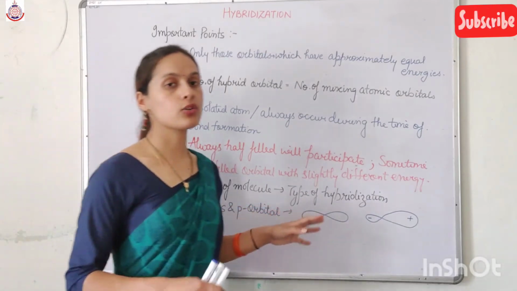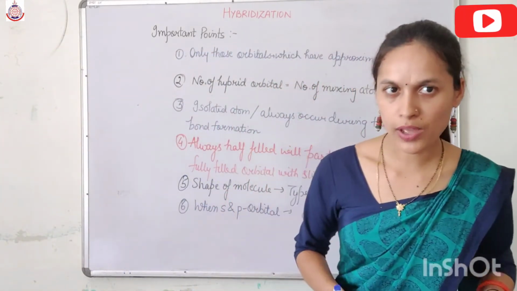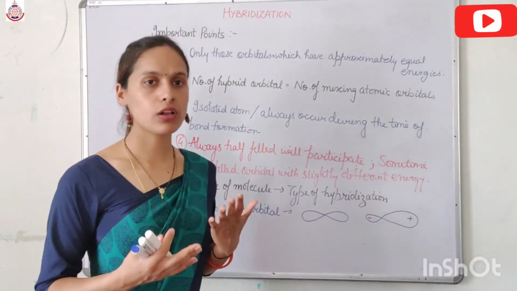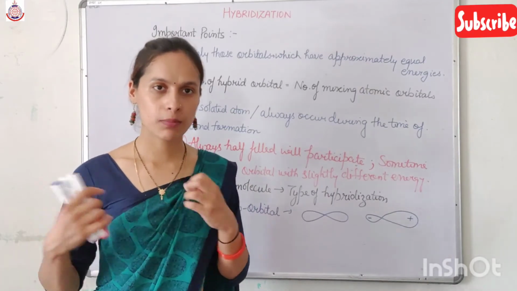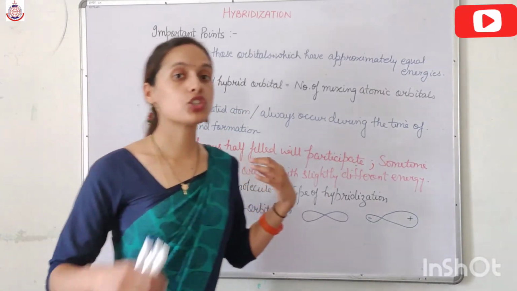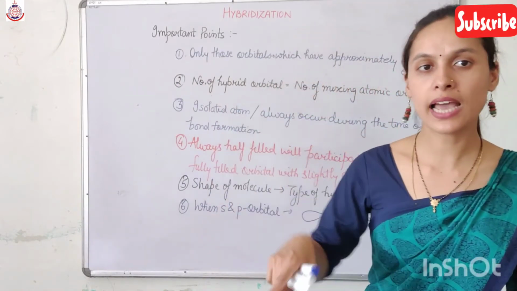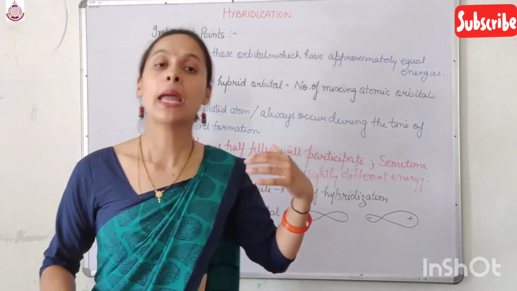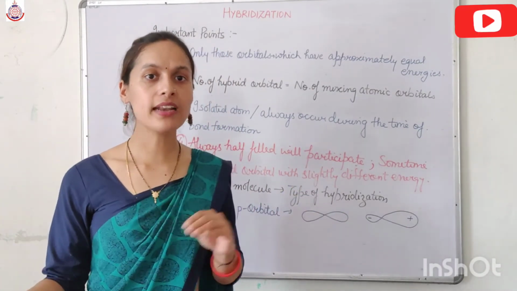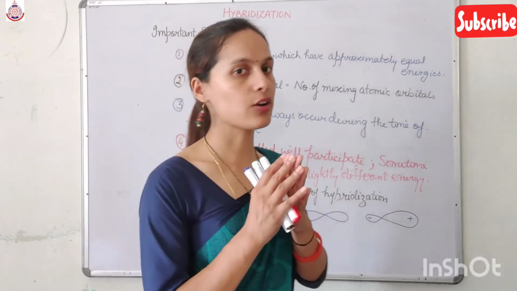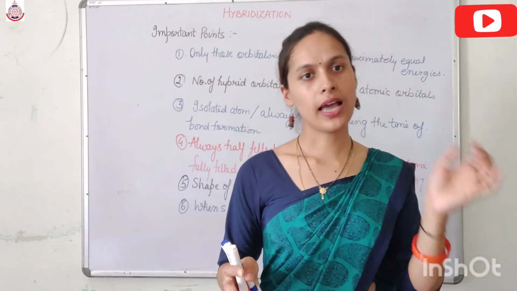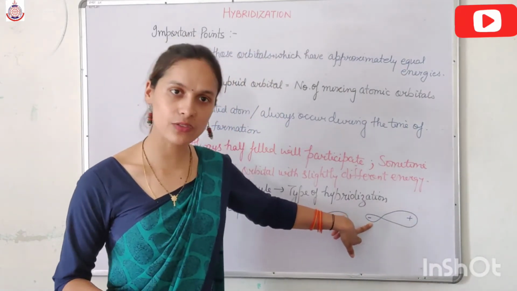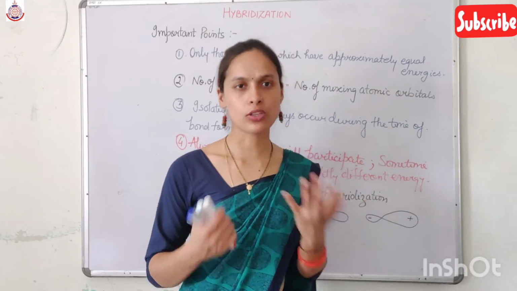The shape of a molecule is decided by the type of hybridization. Through this we also get to know about the shape of the molecule and the shape of the hybrid orbital. The shape of the hybrid orbital is exactly similar to that of the p orbital, but the difference is that the two lobes of the hybrid orbital are not equal. One lobe is bigger, the other lobe is smaller. The smaller lobe contains negative charge and the bigger lobe contains positive charge.